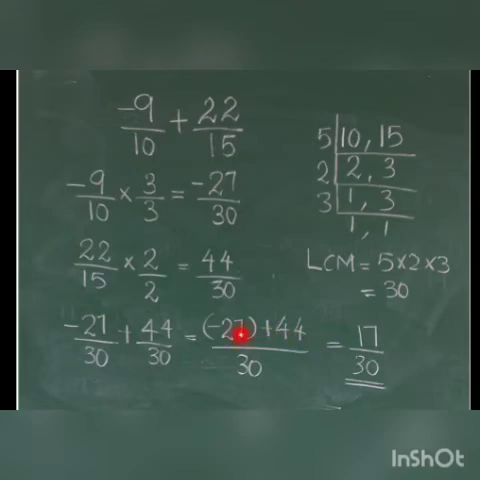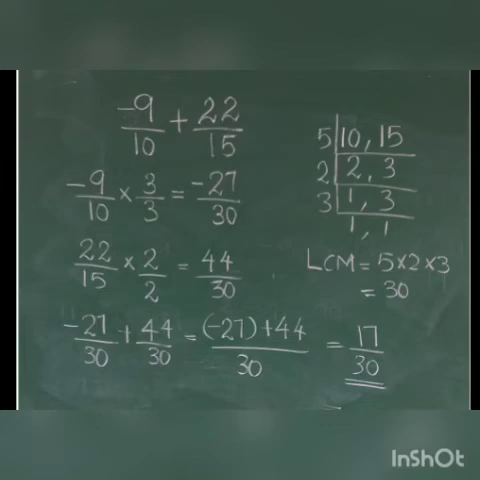44 minus 27, what do you get? 17. And which is the larger number here, 27 or 44? 44 is the larger number. So what is the sign of 44? Plus. So what is the answer you got? Positive 17. In this way you have to check whether we have to add or subtract, and inserting the sign is also important. The larger number, whatever sign it has, that sign you have to give for the answer.